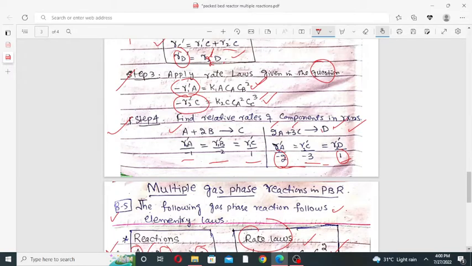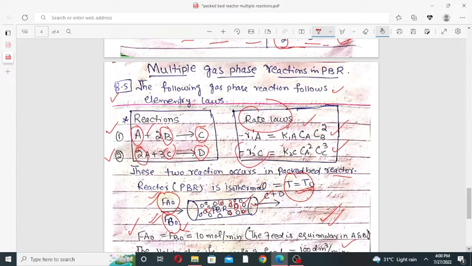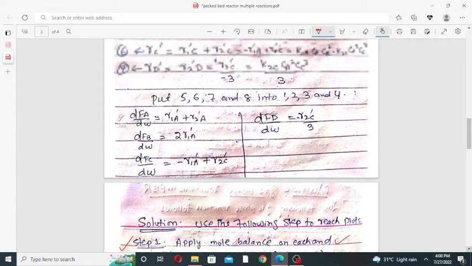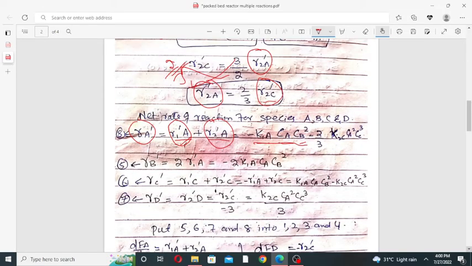So R2C dash is this one. So in place of R2C we will write this one. So R2C dash and 2 divided by 3, this one. So this is the net rate of component A in the reaction number 1 and reaction number 2.